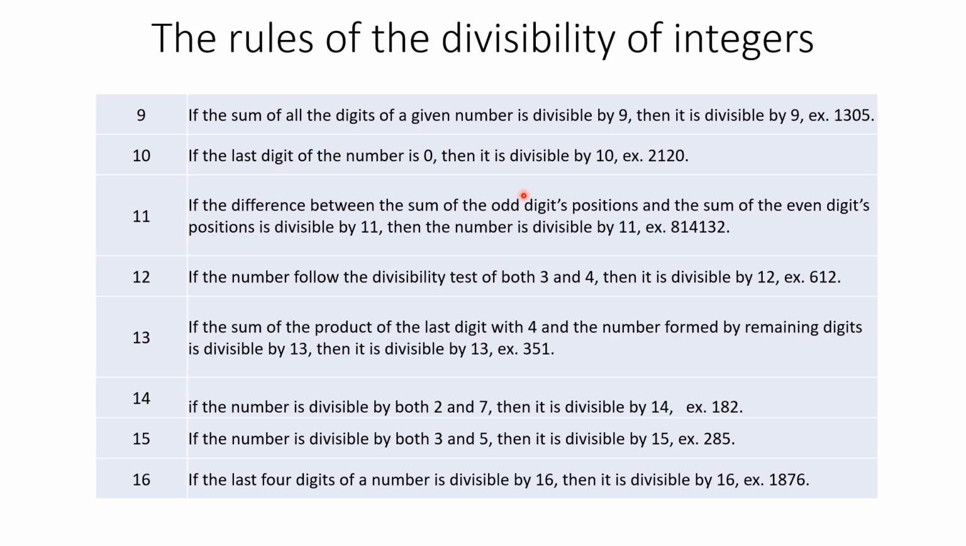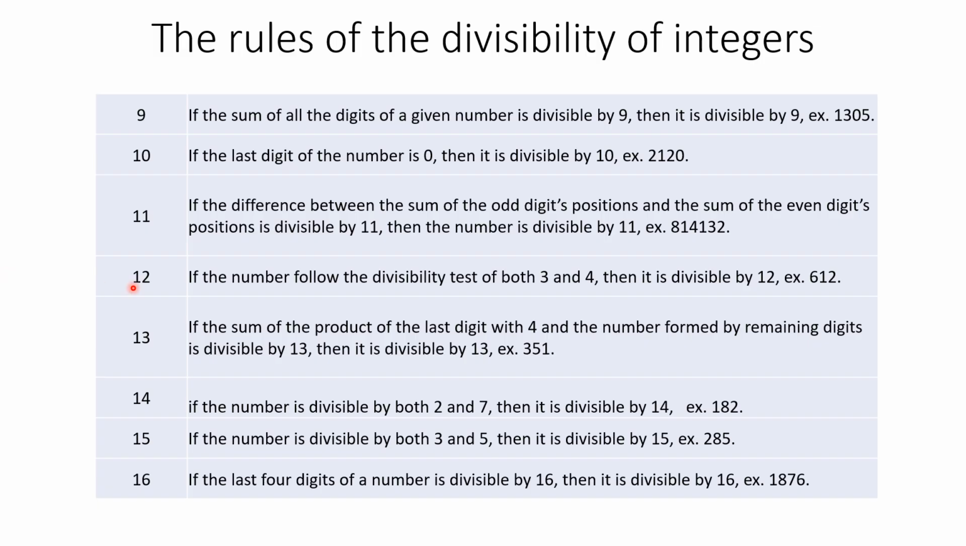So for example, by odd digits positions, they mean 8, 4, and 3, and even digits positions, they mean 1, 1, and 2. So here, the sum of odd digits positions are 8 plus 4, so 12 plus 3, 15, minus 1 plus 1 plus 2, so 4. 15 minus 4 gives us 11, and 11 is divisible by itself, so this number is divisible by 11.